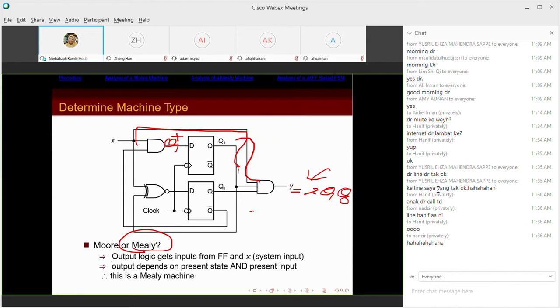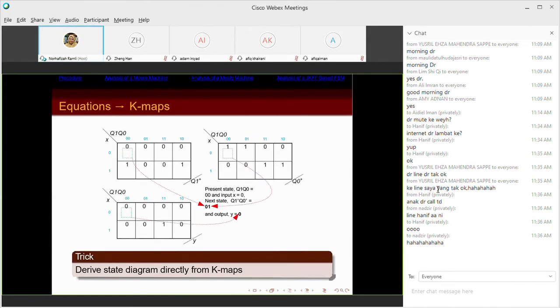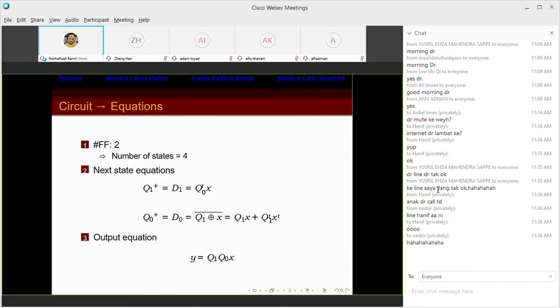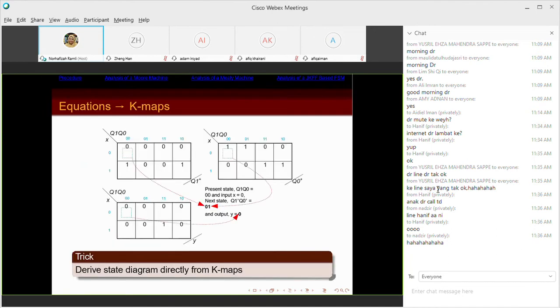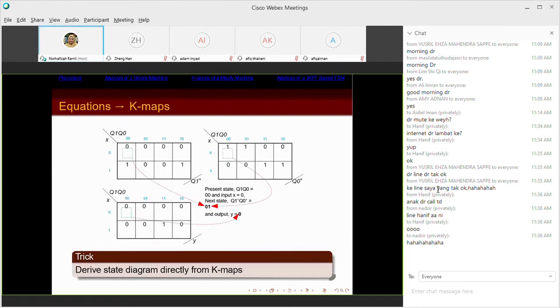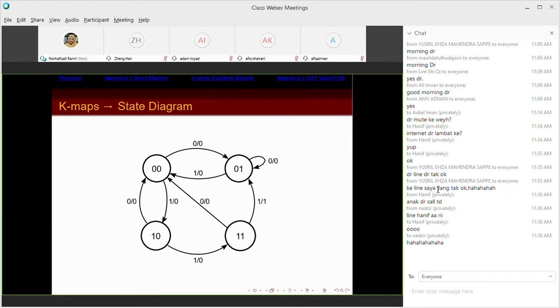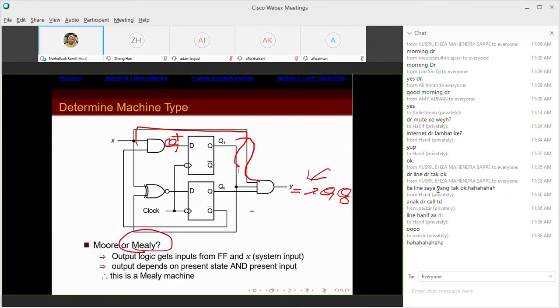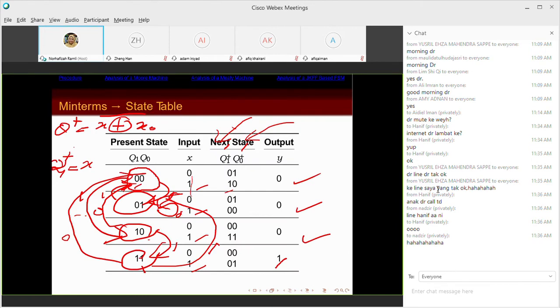Let's look at it. It's the same circuit, right? Except that your Y is Q1, Q0, X. The rest is the same. So what is the difference that you see? I think the best thing is to go back to here. It looks messy, right? Scary, like there is a ghost. Here, the only difference is the output Y is Q1, Q0, X.